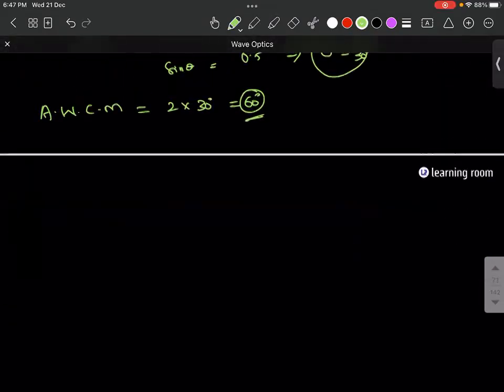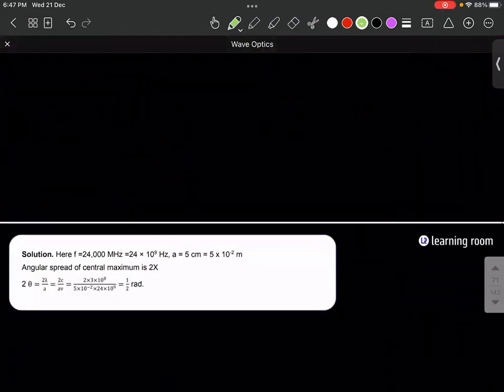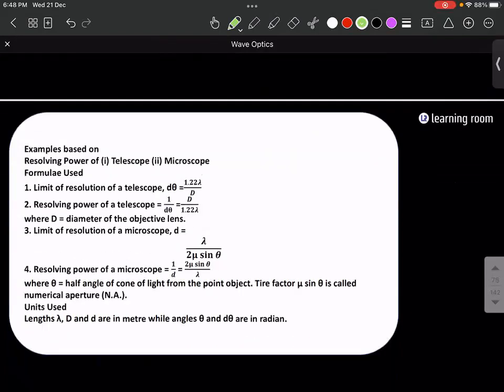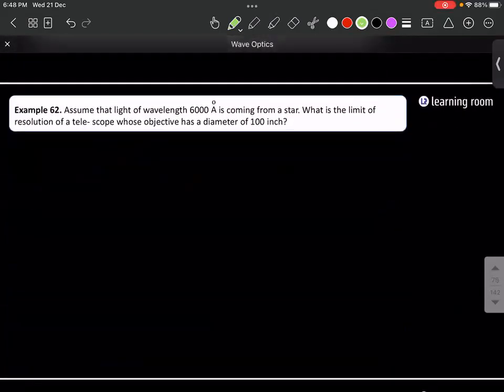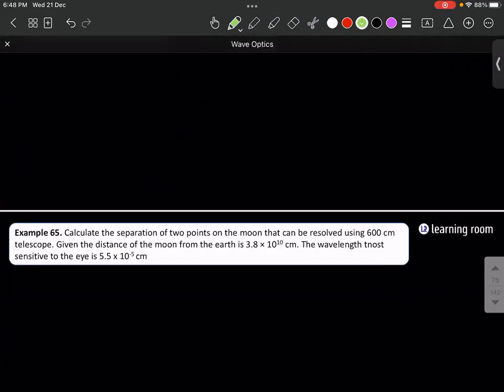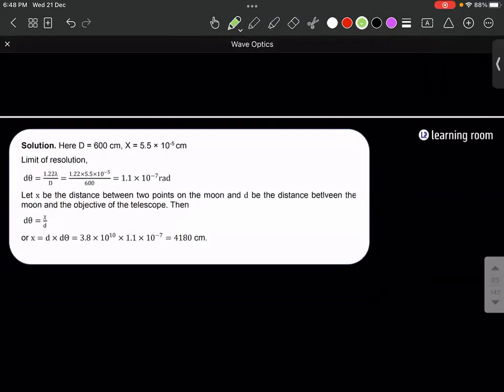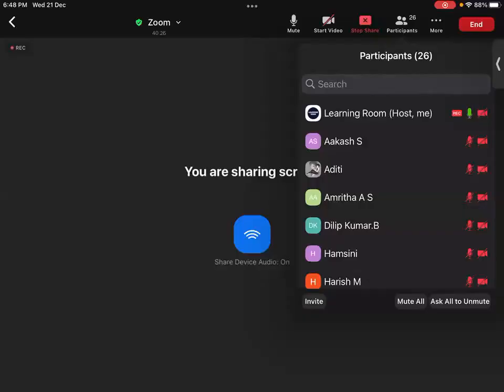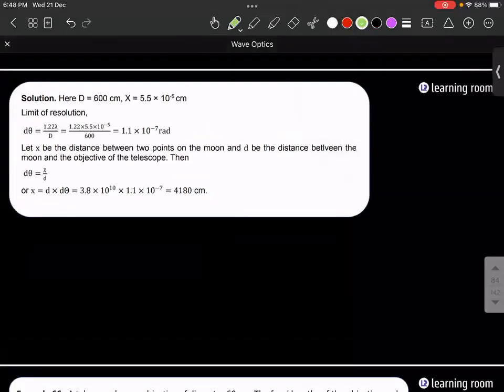So that is all with respect to wave optics also. Okay. So yesterday, I think Kaushik has not yet joined. Okay. Is there any other doubt from this chapter? Any concept that is not clear? Provided you have gone through the videos and then you're asking the question.